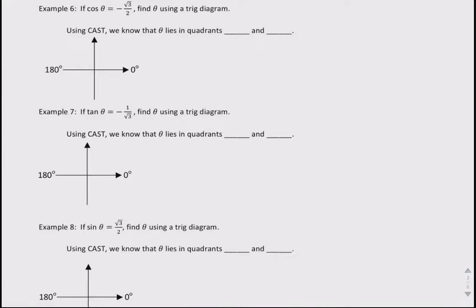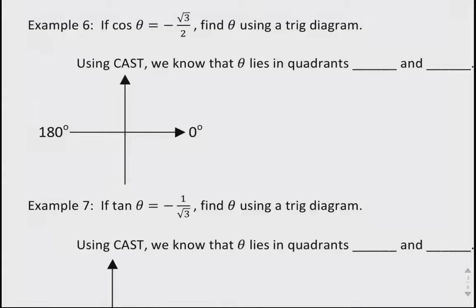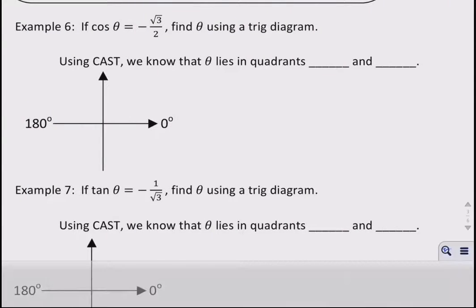Here in example 6, we are given the exact value of cos theta, and we have to find theta. So we know that we're given a negative value, which means that theta is going to be in quadrants, according to the CAST rule, 2 and 3. So theta is going to be somewhere over here, and somewhere here. Let's just focus on the first one, because once we have that, we can get the second angle easily.